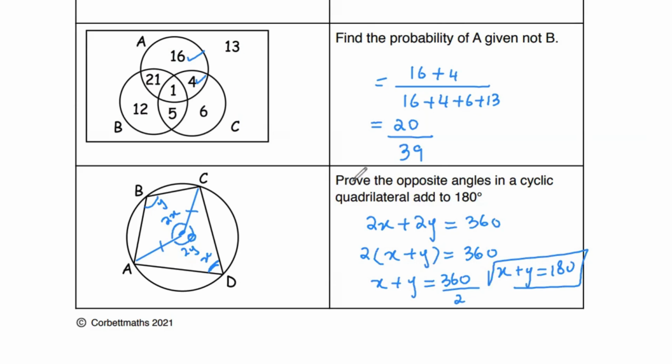This is exactly what they were asking us to prove, because x and y are opposite angles, and when we add them, that adds up to 180, which is the main property of a cyclic quadrilateral. In a cyclic quadrilateral, all vertices are on the circumference and opposite angles add up to 180. So that's how you prove it.